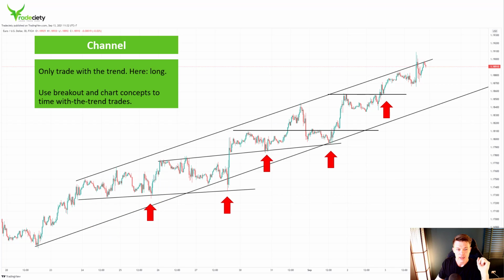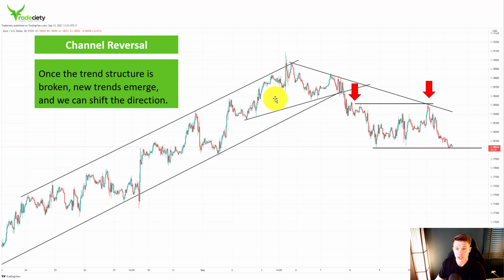Sometimes, obviously, a channel will end, and if you see that the market is from this upward sloping channel breaking out, so it's actually breaking out below the lows, then very often you will be able to find trading opportunities into the new trend direction. So when an uptrend goes over into a downtrend, those can be quite profitable trading opportunities.